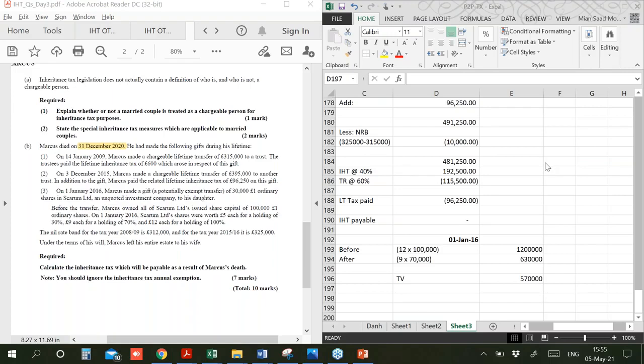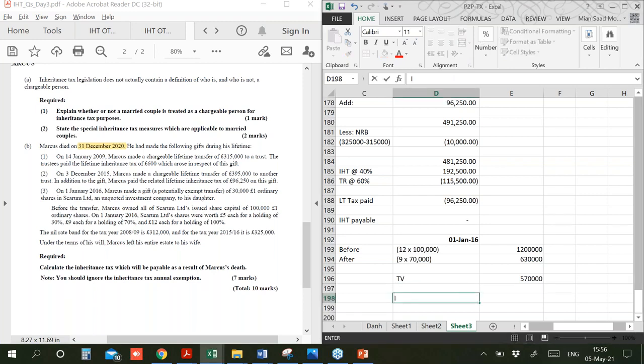So at 31st December 2020, how much relief will be available? 40%. Why? Because it is within between 3 to 4 years. If the death would have happened after January 2021, then it would have qualified for 5 to 6 years, but as the death is between 4 to 5 years, the taper relief will be 40%. So we first have to apply the tax. Out of that we'll deduct the taper relief.